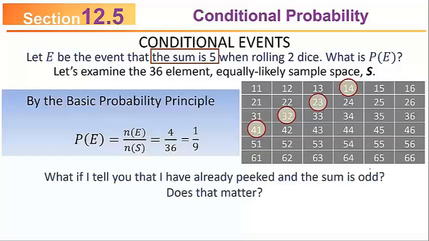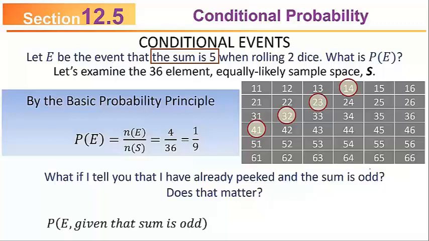But what if I tell you that I've already peeked? I've done the die roll already, and I'm holding my hand so you can't see it, but I've peeked, and I'm telling you something about it. I'm not telling you what the sum is, but I'm telling you it's odd. Does that matter? Does that change the probabilities because I gave you some new information? And the answer is, in general, yes, that will make a difference.